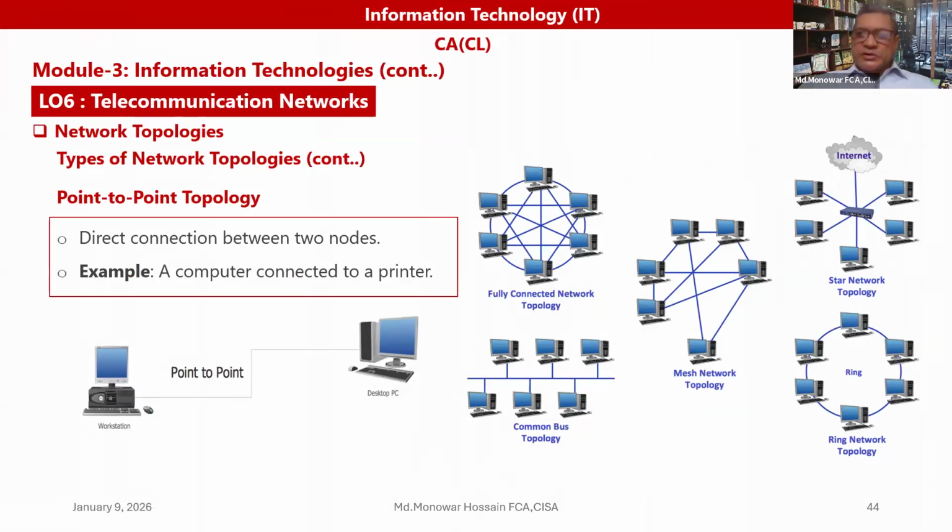Next, point-to-point topology. Look here, it is a direct connection between two nodes. Here, a workstation connects to the desktop. So point to point, a computer connects to a printer. It's also the peer-to-peer topology. So here we have seen different types of connection, and we have also seen the mesh network, the fully connected mesh topology network, then the star topology, ring topology, bus topology, etc.